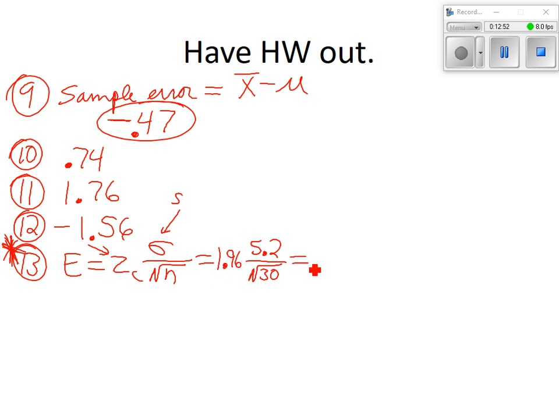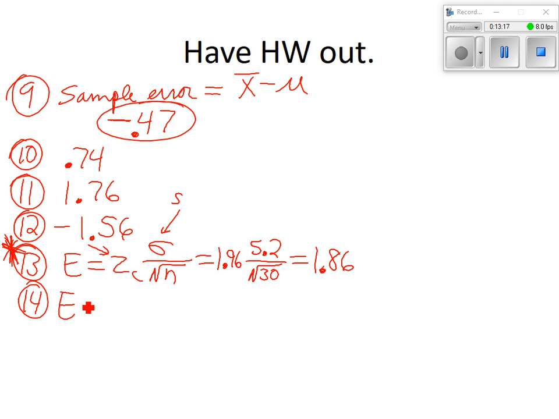When you're doing this on your calculator, just type in 1.96 times 5.2, hit equals, and then hit divided by the square root of 30. What's that tell you? 1.86. 1.86. Everybody agree with that? So that's our margin of error. That's how much spread we're going to have.